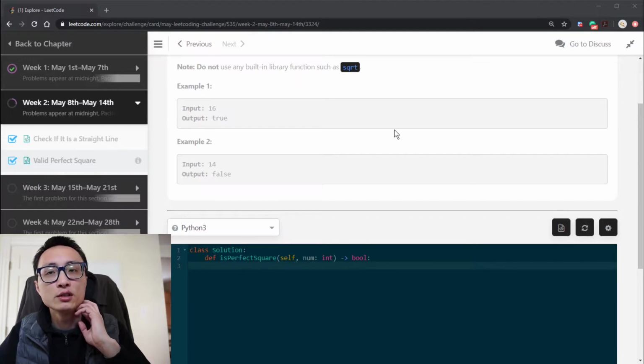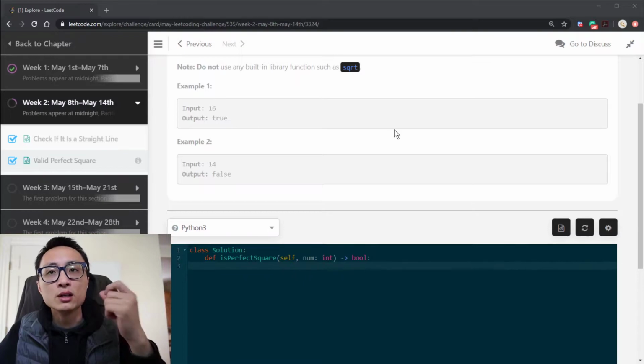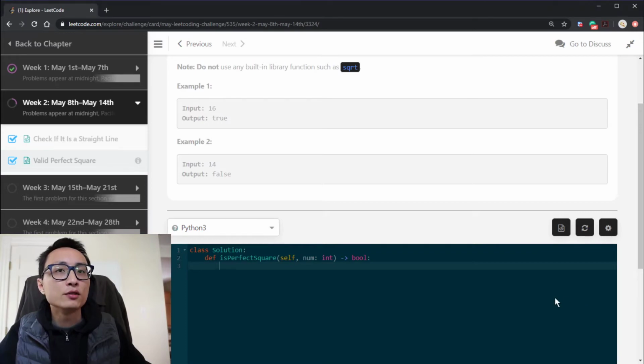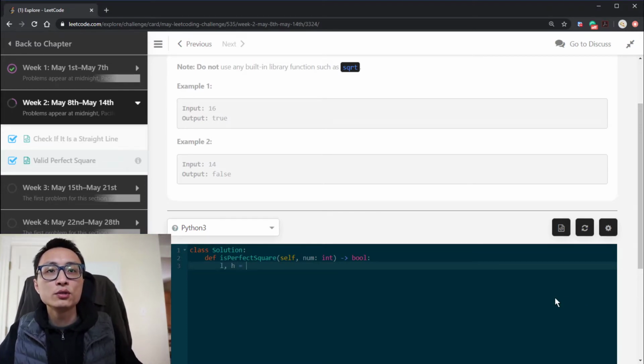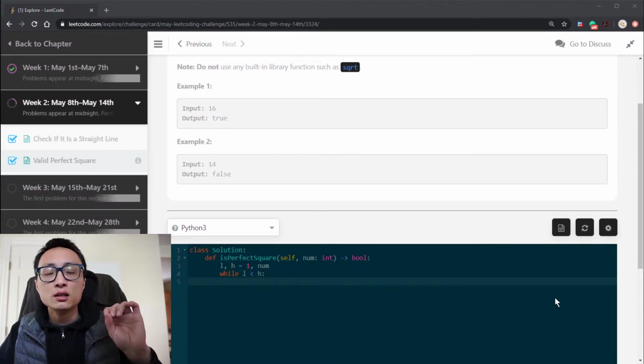So we can use binary search to pin down exactly the closest integer to the actual square root of the number. After we find that integer, we just test whether we can recover the number by squaring it. So that's pretty much the binary search solution. We have the upper bound and lower bound to be one and the number itself. We want the lower bound and upper bound to become the same, so we pin down the exact number.